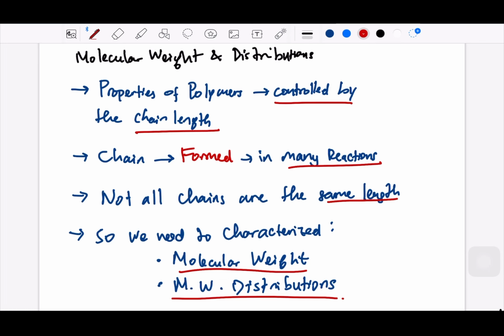Okay, let me give you some simplifications on the differences between the number average and the weight average, like we did before. We see there is MW and MN, right? Let's see what that actually means.